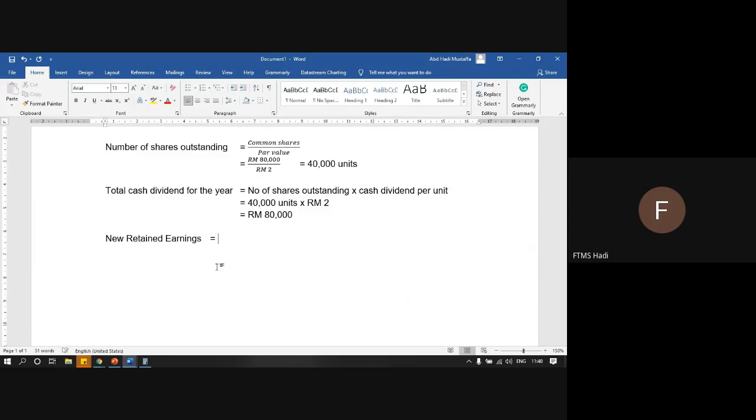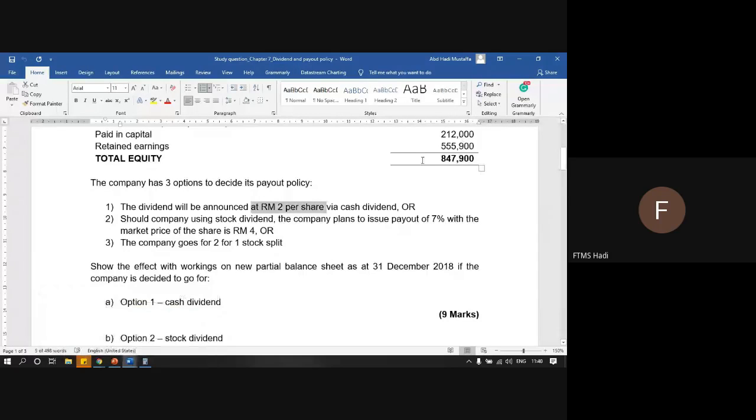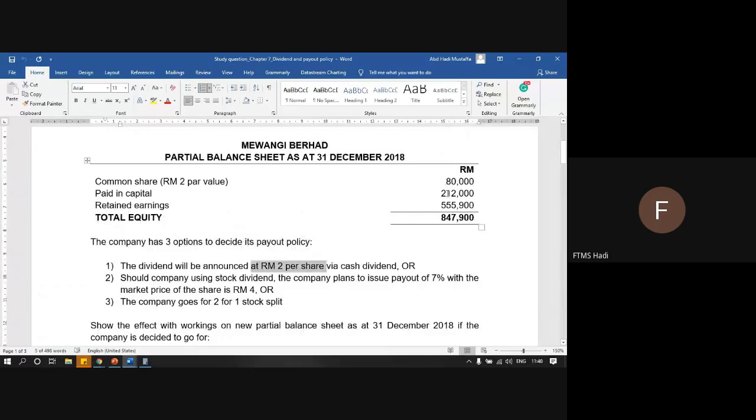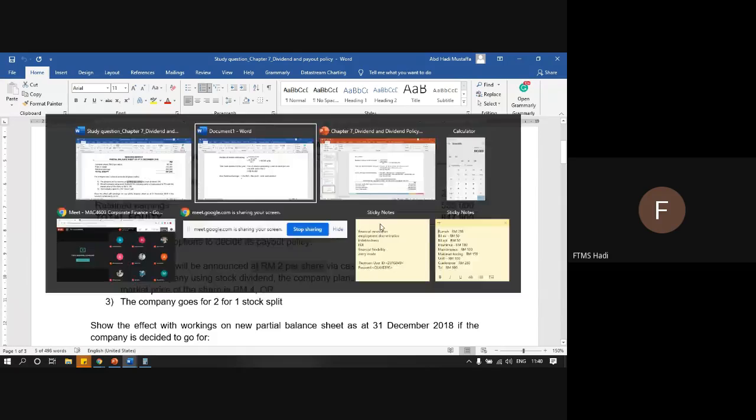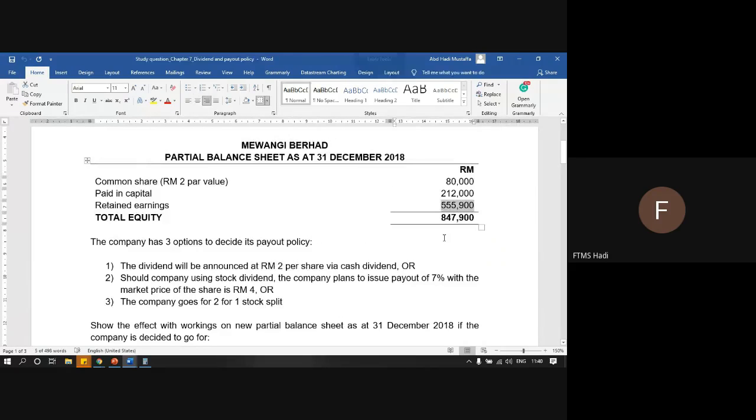Okay. New retained earnings, the formula will be old retained earnings, RE as retained earnings, plus net profit minus cash dividend, the total cash dividend. Because remember, the effect of cash dividend will change the retained earnings. Common share paid in capital is not changed, only retained earnings change. Old retained earnings in this question is 555,900.